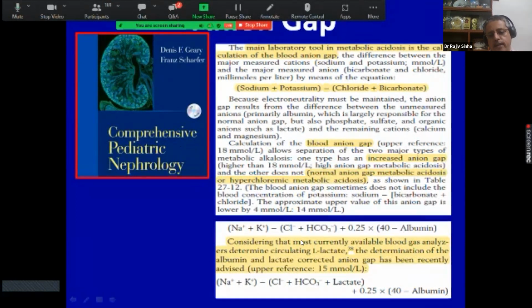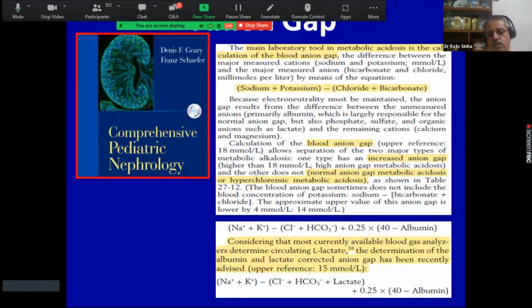The other important thing to remember is that if your albumin is very much deranged, then your anion gap has to be adjusted, and this is the formula for adjusting for albumin. Below you can find a formula for adjusting for lactate also. Because nowadays most blood gas analyzers give lactate, it is advised to adjust your anion gap for both lactate and albumin.